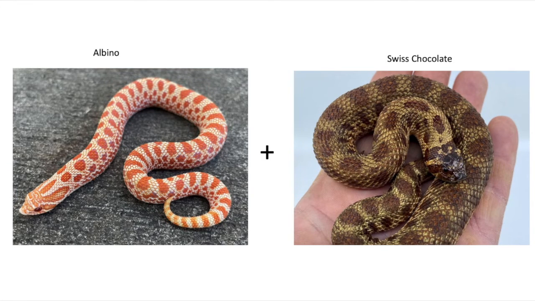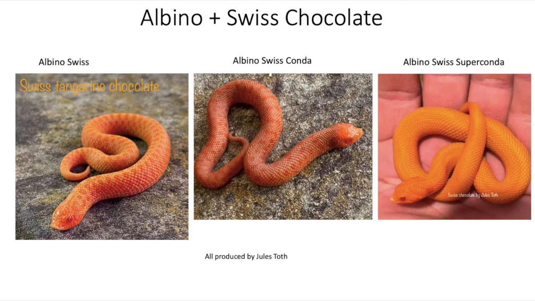And next up, we have the albino with another, newer melanistic morph in hognose snakes called the Swiss chocolate. So let's see what happens when we mix these two together. We get an albino Swiss, also called a Swiss tangerine chocolate. Very similar to the Sunburst, but as you can see, it does give you a different look.